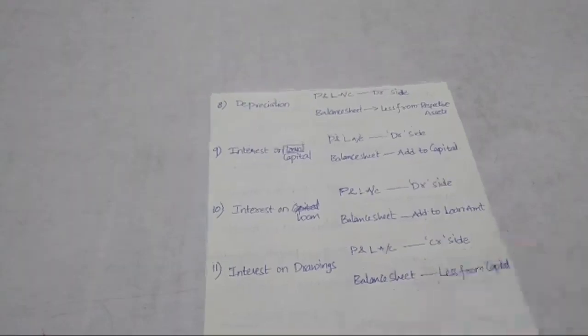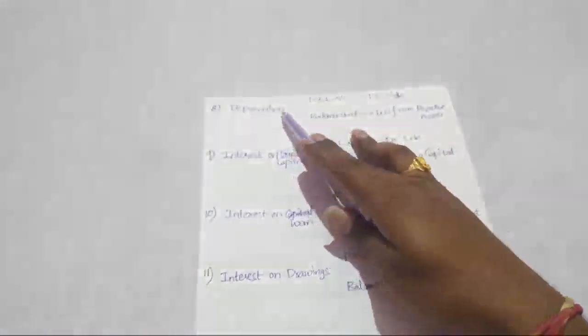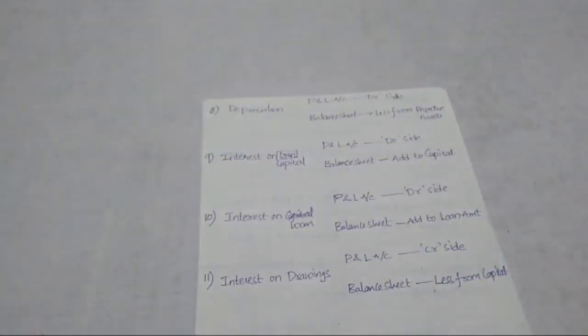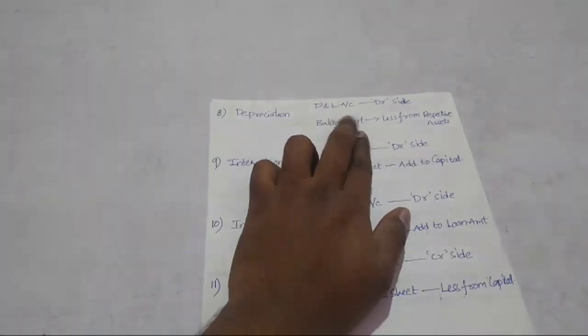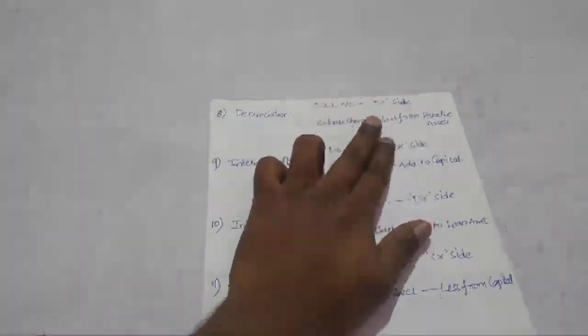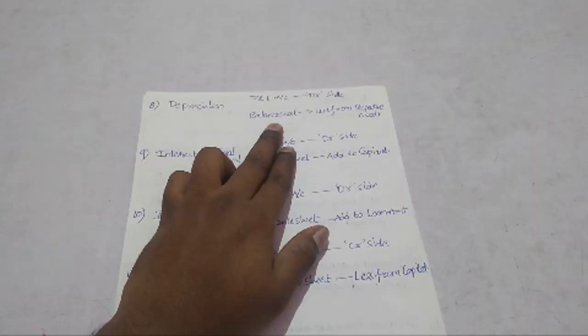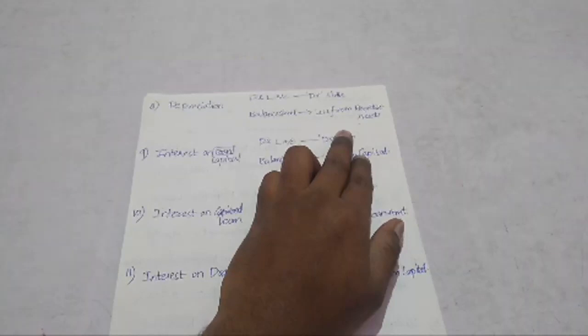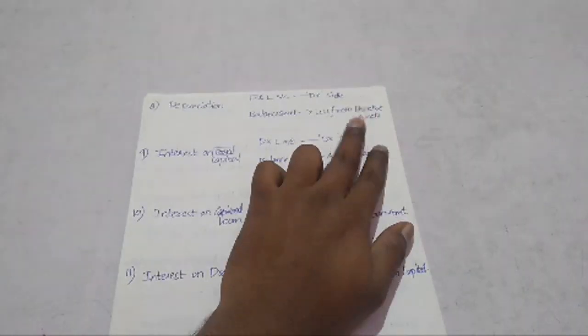Fine, depreciation. So decrease in the value of an asset. Whenever any asset value is decreased, it is a loss. So losses always will be recorded in the profit and loss account at the debit side. All the losses are on the profit and loss account debit side. And at the same time, in the balance sheet, as we have already known, depreciation is a decrease in the value of an asset, so we need to deduct the amount of depreciation from the respective assets.